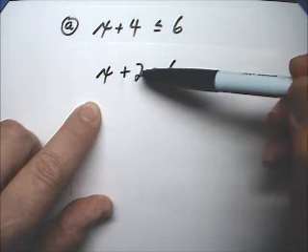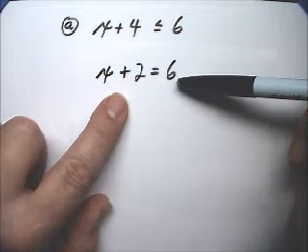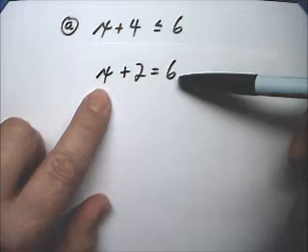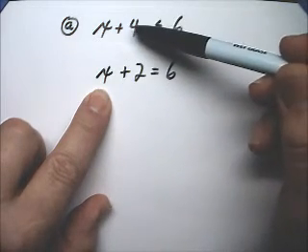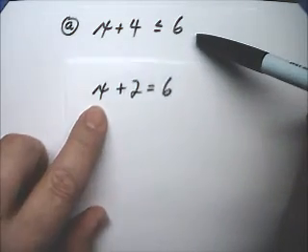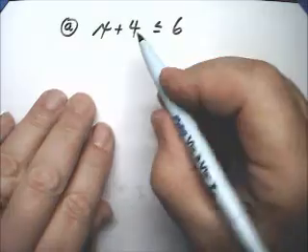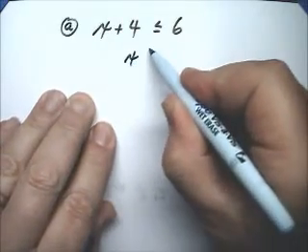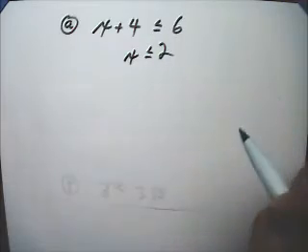The same way that we subtracted 2 from both sides to get x equals 4 for this, because 4 plus 2 is 6, we're going to do the same thing here. We're going to subtract 4 from both sides to get x is less than or equal to 2.